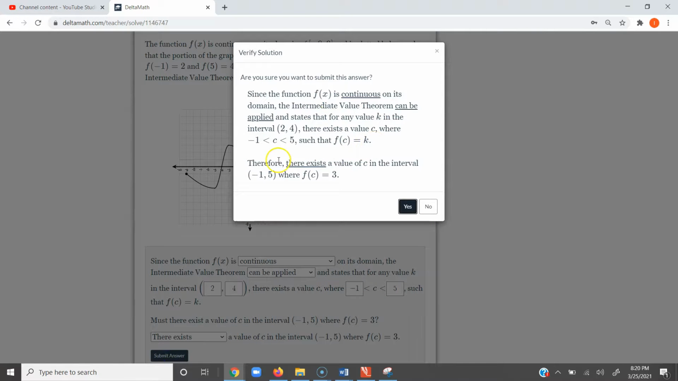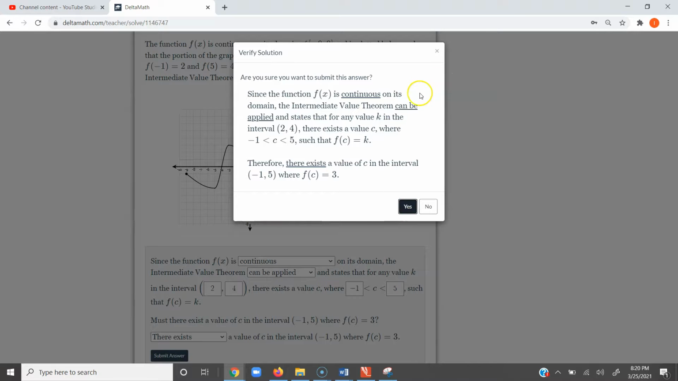So there will always, as long as the interval matches what we set up here, and the y value is between the y values we set up here, exist a value of c in the interval where f of c equals the value that we're looking for. That's what the intermediate value theorem says.